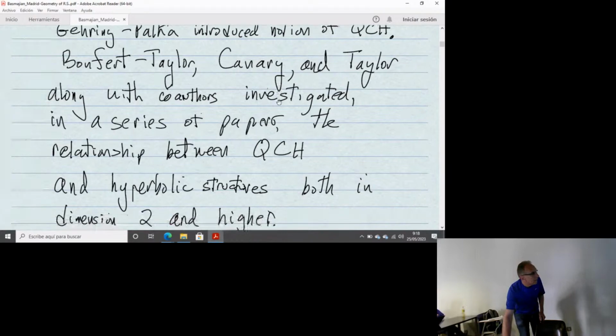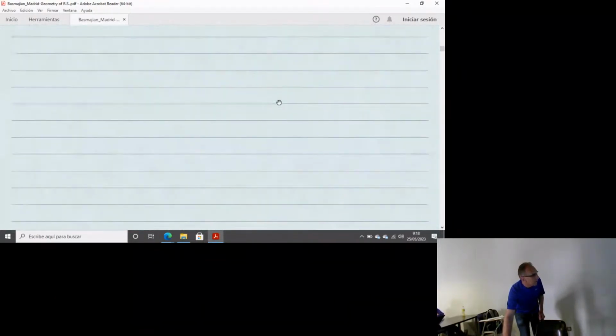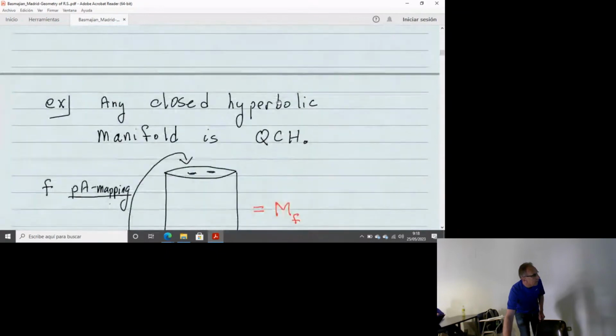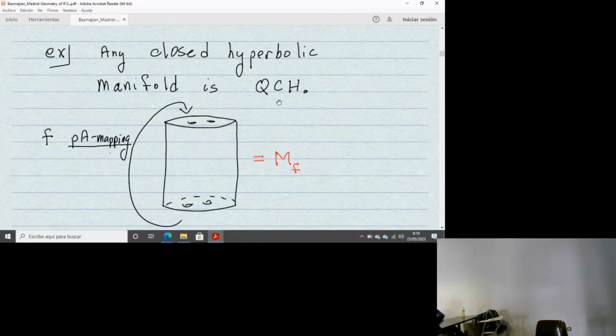But these were the main authors of the original articles, and the main theorem that I'm going to cite from them sort of nails where I'm going, and then we're going to go down to the next two quickly. So let me start with an example of a hyperbolic manifold that's QCH.